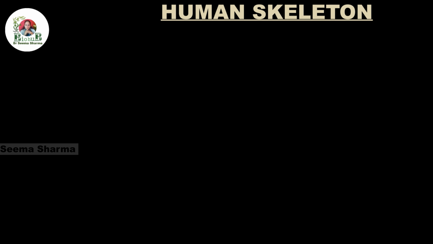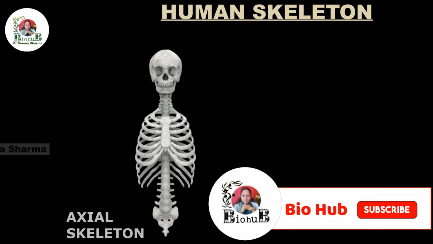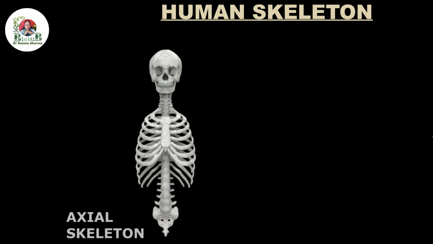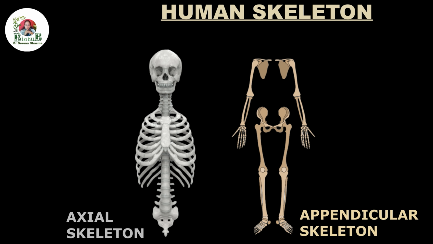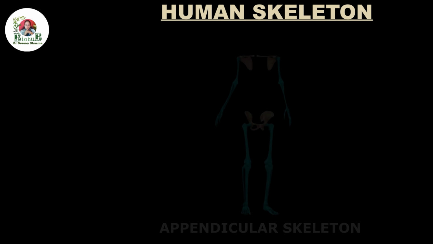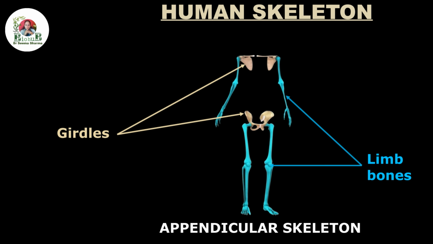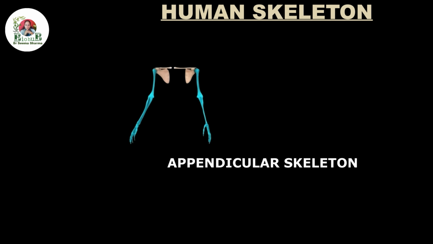So that's it about the basic axial parts of human skeleton. But continue watching to explore and learn about appendicular parts of your skeleton. Appendicular skeleton comprises of girdles and limb bones. Let's start with the upper region of the appendicular skeleton, which comprises of forelimbs and pectoral girdles.